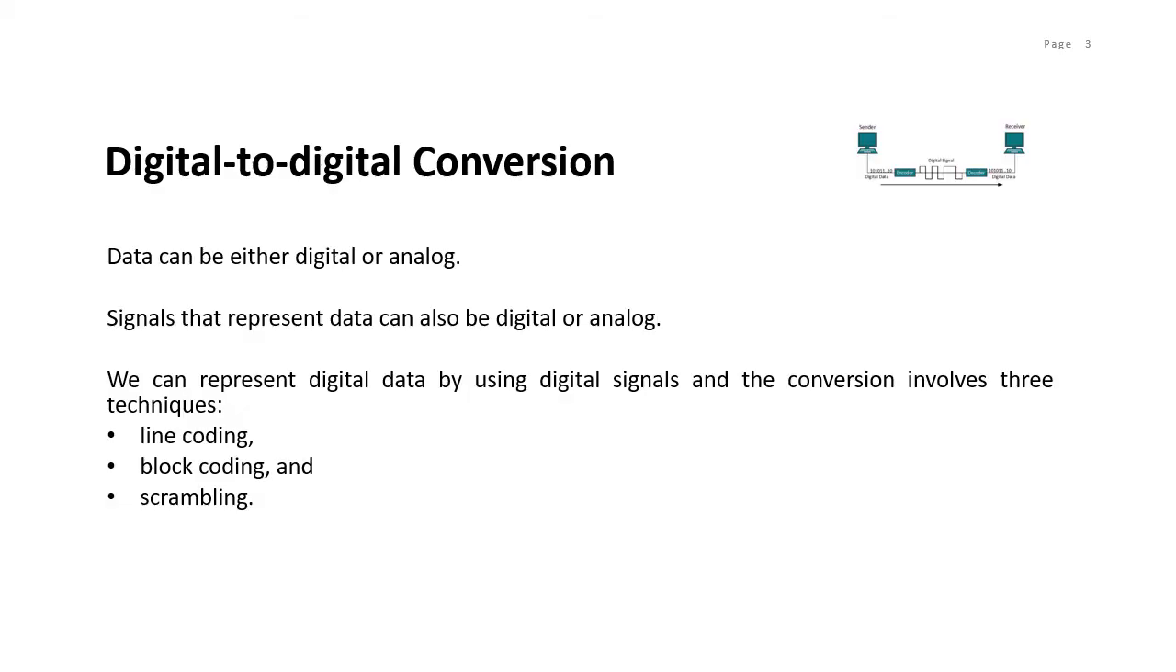So as we saw from the previous chapter, we discussed data and signals, and data can be either digital or analog. The same goes for signals. They can be representing data in terms of digital or analog. In this chapter, we will see how we can represent digital data by using digital signals. There are basically three different techniques for the conversion, and they are line coding, block coding, and scrambling. Line coding is always needed, whereas block coding and scrambling may or may not be needed.